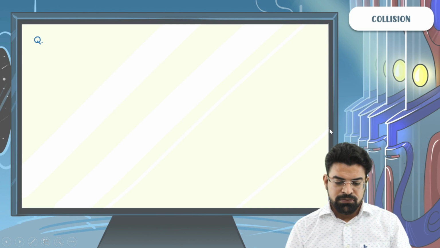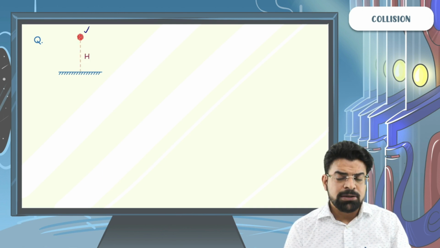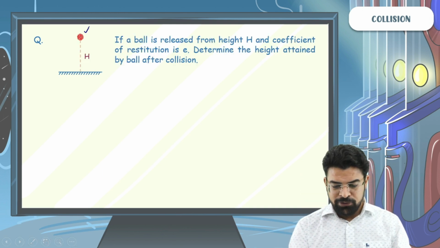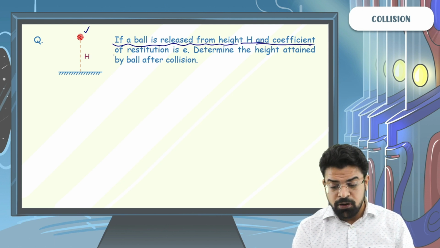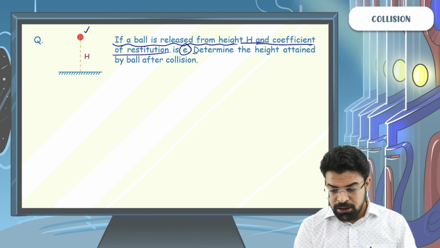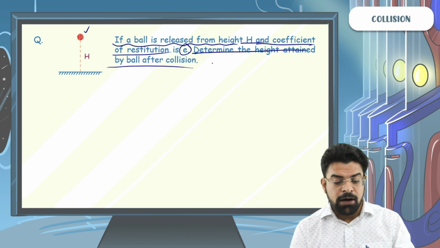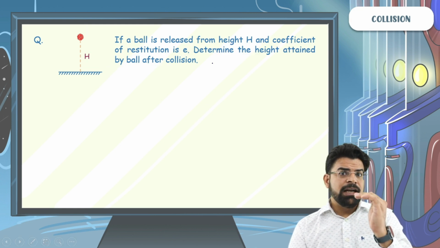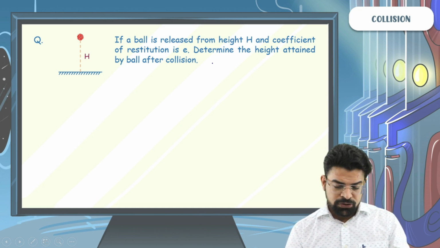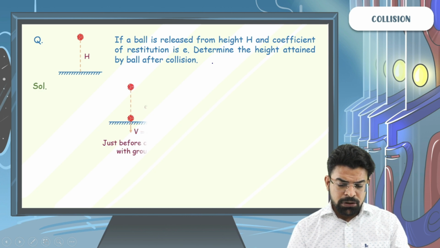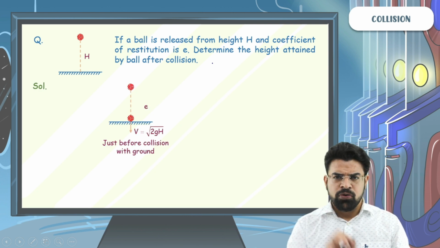So the next question: there is a ball which is dropped from a height h. If a ball is released from a height h and coefficient of restitution is e, determine the height attained by the ball after the collision. To how much height above the ground will the ball go back up after the collision? This is the question. Now, visualize the case just before collision.